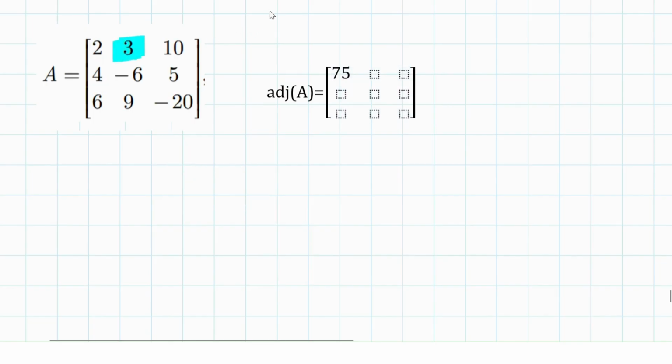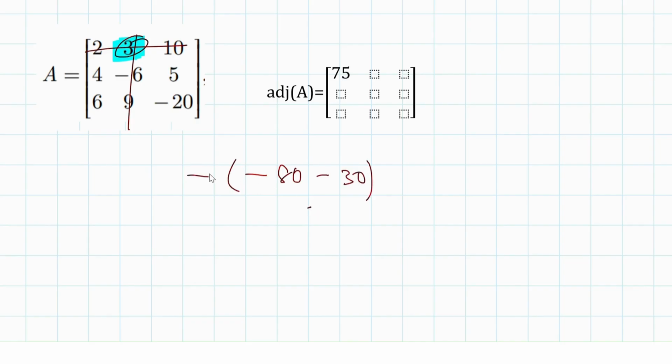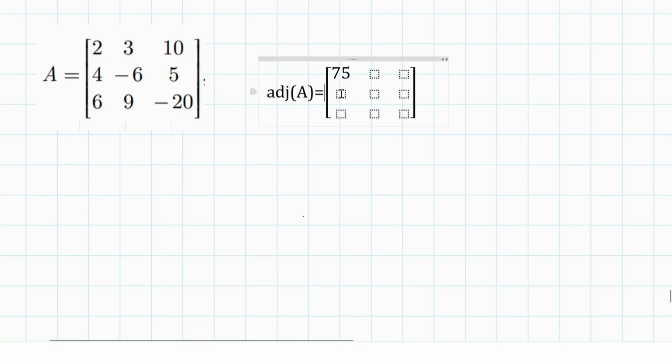Now, what is the cofactor of the next element? Eliminating this row and this column, this is negative 80 and negative 30. But then there will be a minus sign for this element. So this comes out to be positive 110. So this is positive 110, but we'll not be writing here. Instead, we'll be writing here. So if I write so, that is positive 110 over here.